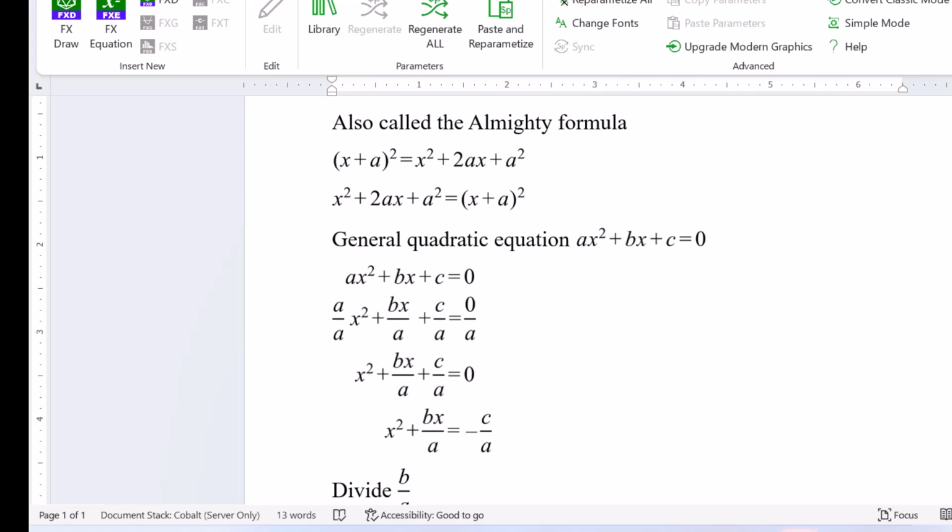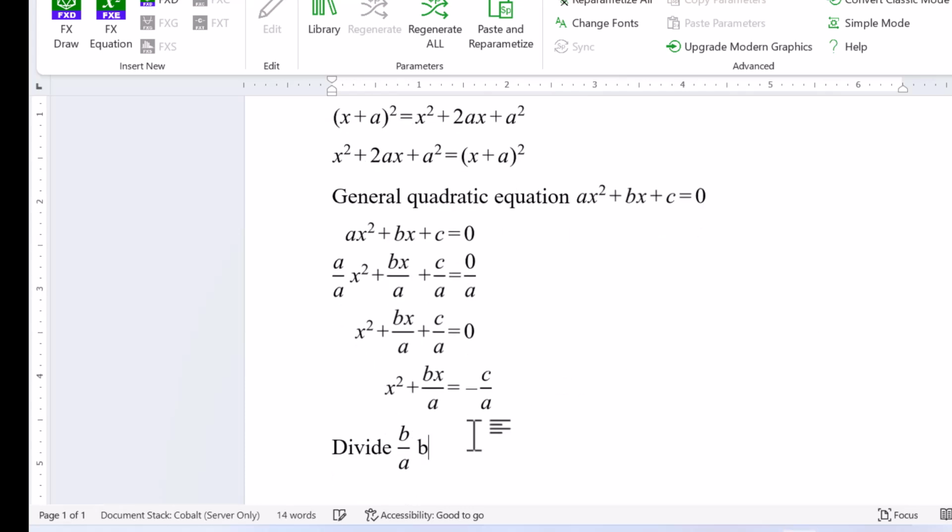So divide b over a by 2, and don't stop there, square the result. So this is the reverse process of this. Remember, this is multiplying 2 by the 2 terms in the bracket. Then this is the reverse process: this time I divide it, then square the result. Just like if I'm going from here to here, I pick x and a in a bracket, and now square the result. You can see, I'm doing the reverse process, which is b over a divided by 2, then square the result. So how do I do that?